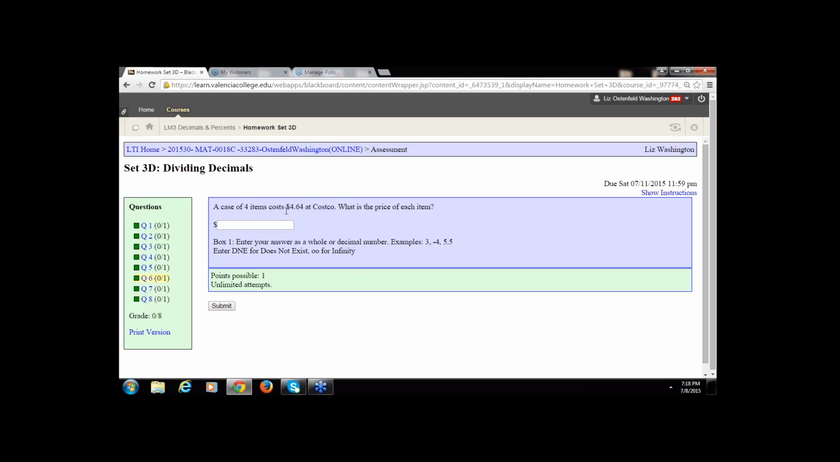A case of 4 items costs $4.64 at Costco. What is the price of each item? Obviously, we would need to divide this to find that out. We'd have 464 divided by 4. Again, I always bring my decimal up in the answer. 4 goes into 4 once. Bring down the 6. That goes once. Remainder of 2. Bring down the 4. So here we have $1.16 each.